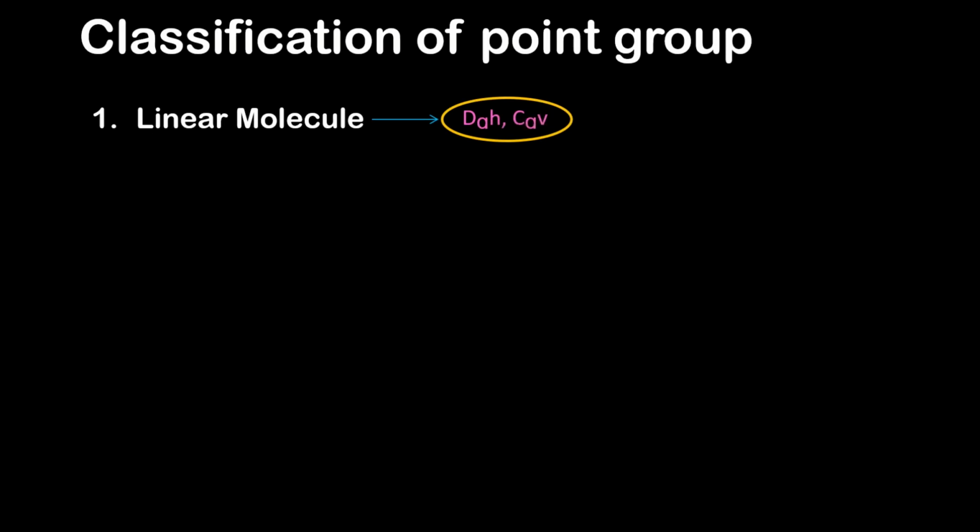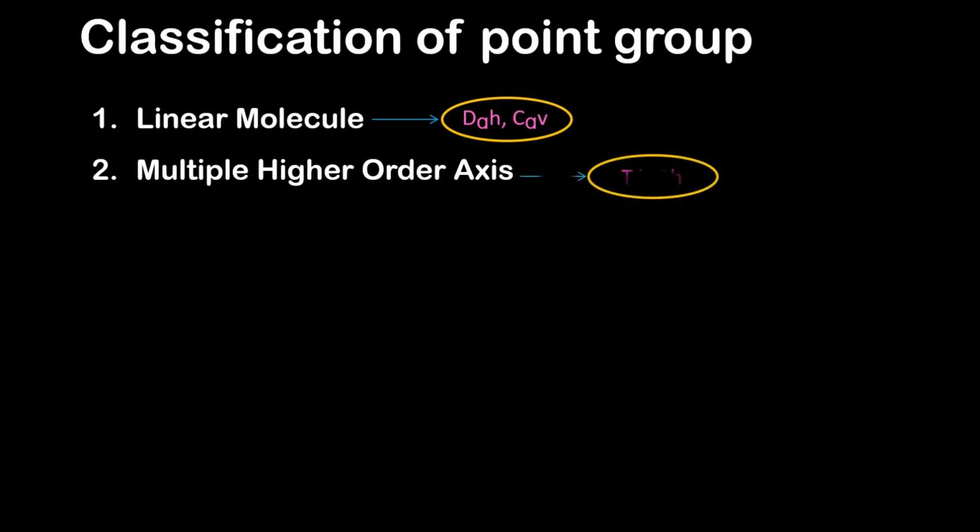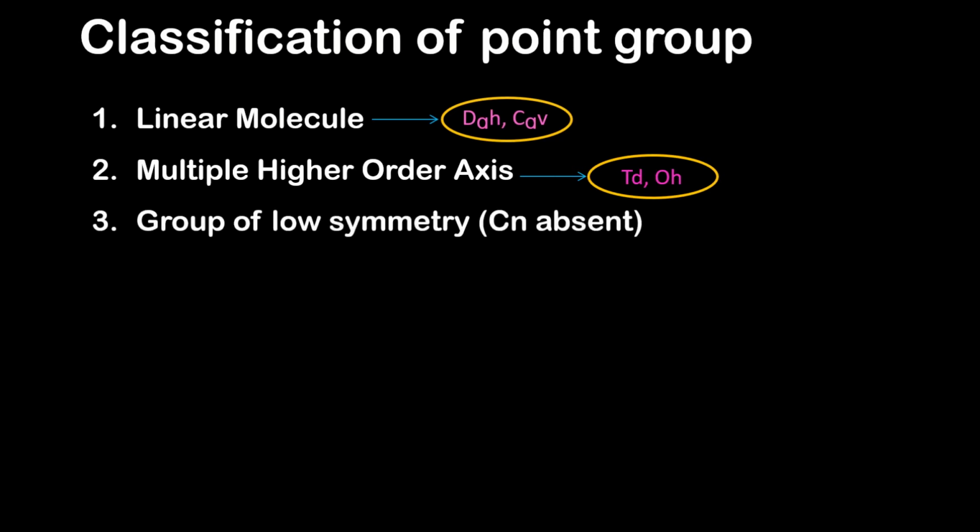Classification of the point group is based on the symmetry operations that the molecule has. First, linear molecule. If our molecule is linear, the point group would be D infinity h or C infinity v. If the molecule has multiple higher order axes, then the point group becomes tetrahedral or octahedral. If the group is of low symmetry, with Cn absent in our molecule, the point group will be C1, Cs, or Ci.